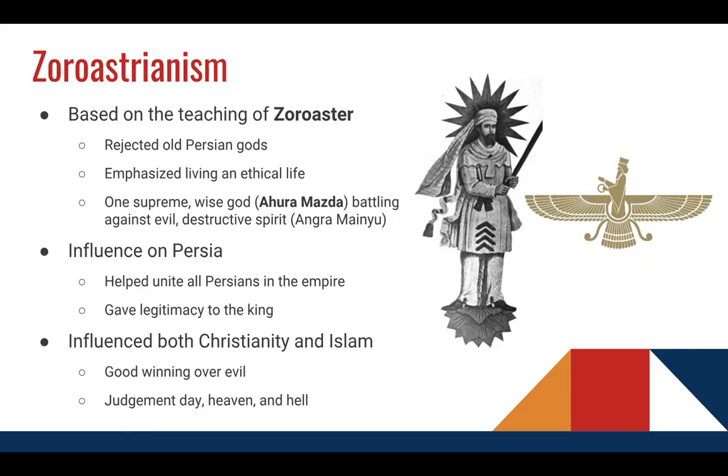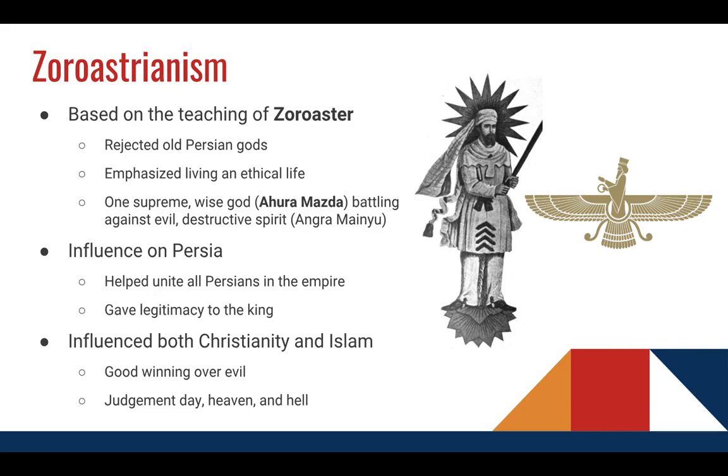So let's talk about this religion of Zoroastrianism that I just mentioned. This is an important feature of Persian culture and one that'll factor in to our study of religion in the ancient world. So this is a religion, again, it develops in Persia around 600 BCE. It's based on the teachings of a guy named Zarathustra or Zoroaster, who you see pictured on the left.